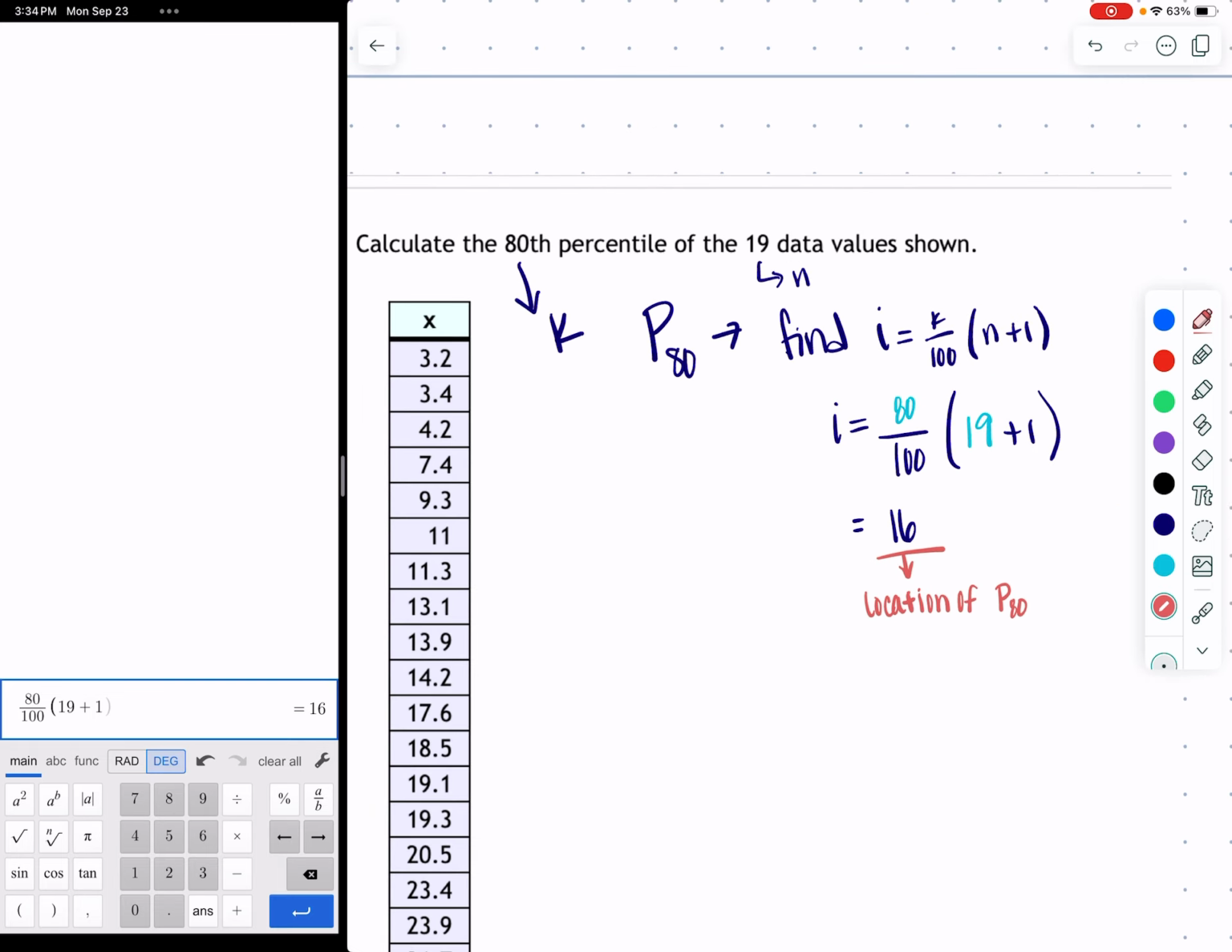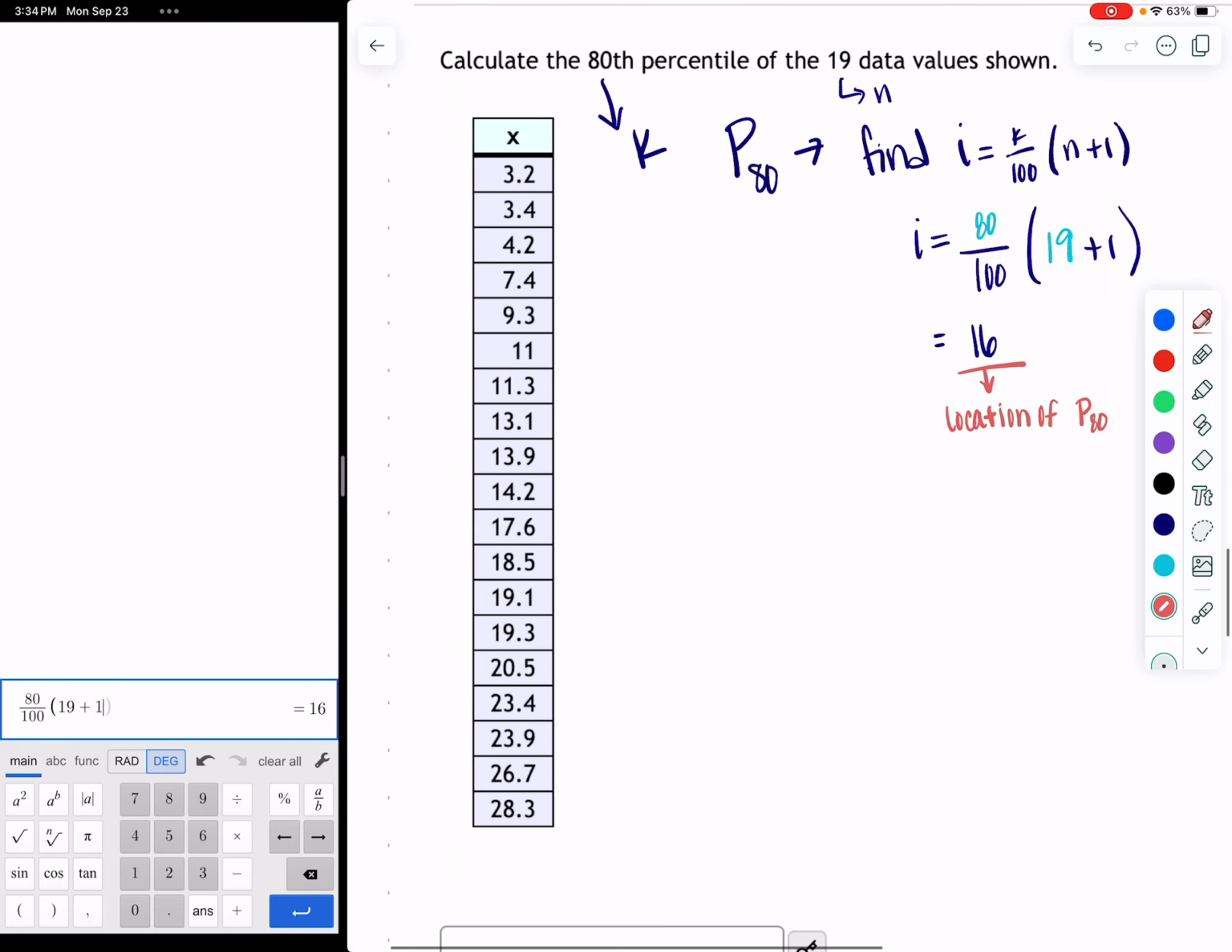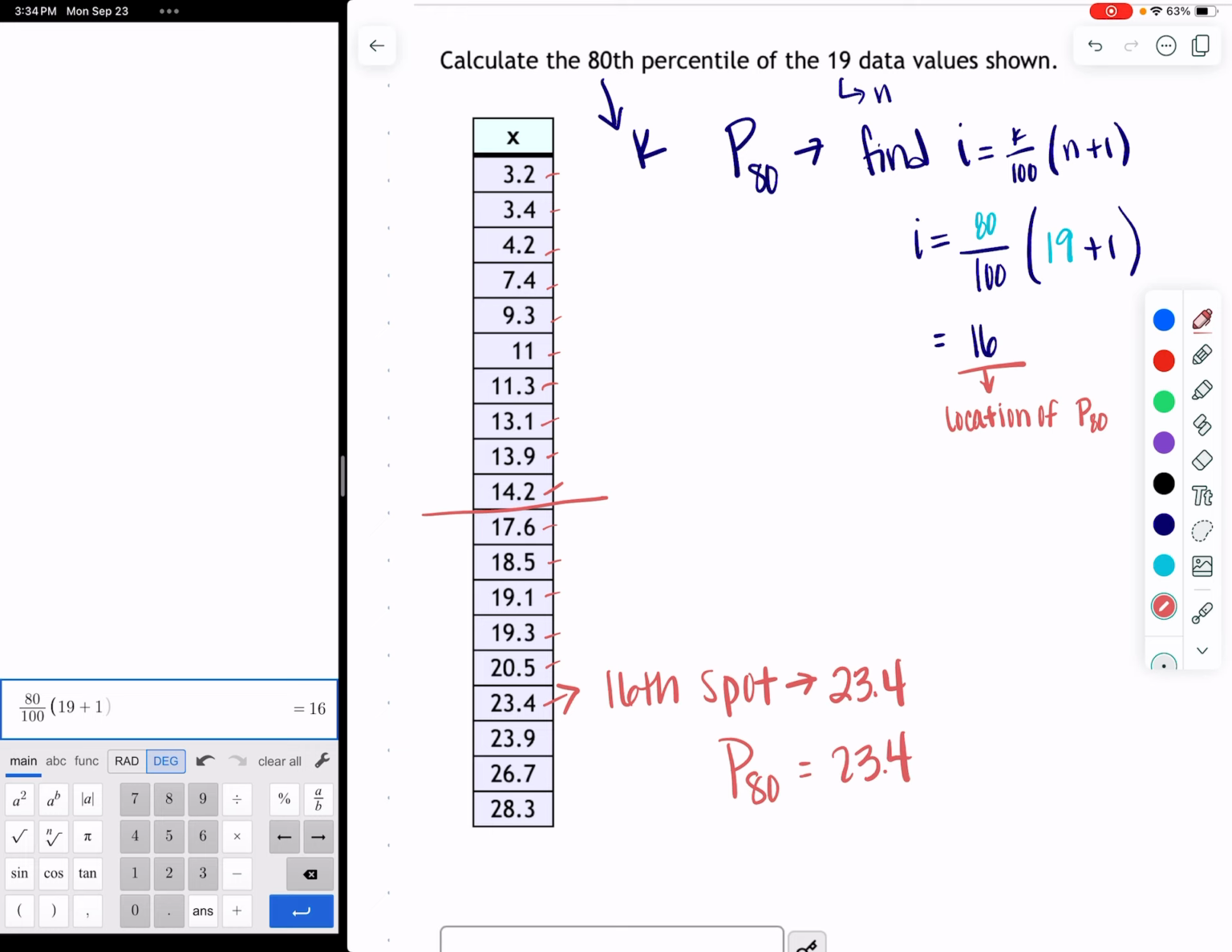So we're going to go over to our big old list of numbers and we're going to find spot 16. So this is 1, 2, 3, 4, 5, 6, 7, 8, 9, 10, 11, 12, 13, 14, 15, 16. So spot 16 has 23.4. So our 80th percentile is 23.4.